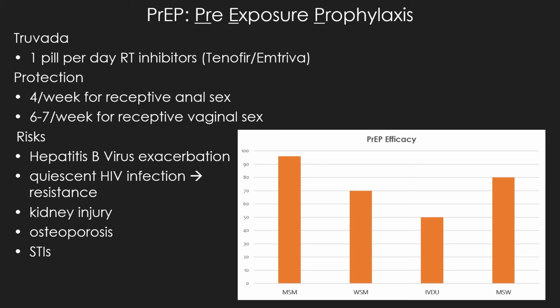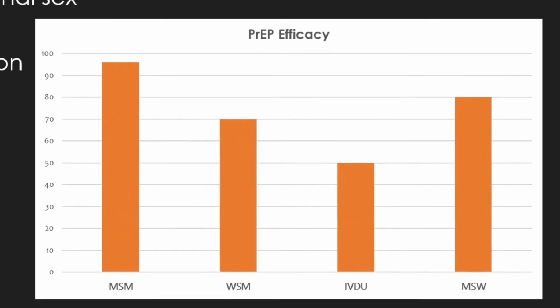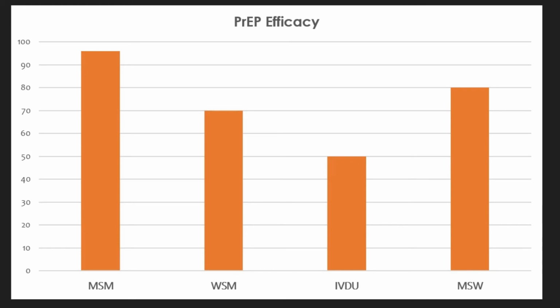So you can see here the efficacy of PrEP for men who have sex with men is almost 100%. In women who have sex with men, it's about 70%. In intravenous drug users, it's only about 50%. And the reason for that is that this drug is cleared very quickly from the bloodstream. So if you inject the virus right into your bloodstream, it's much more likely to find a host cell before it can be wiped out by this drug.